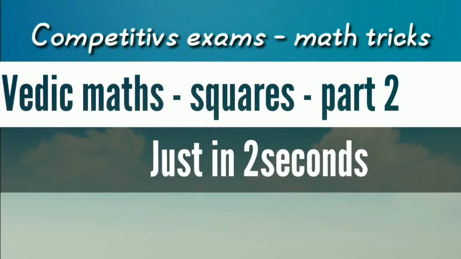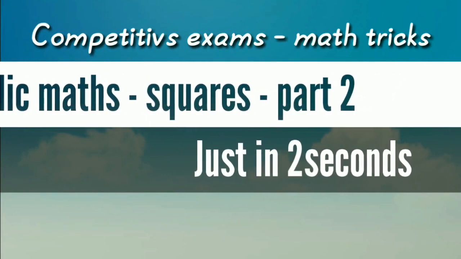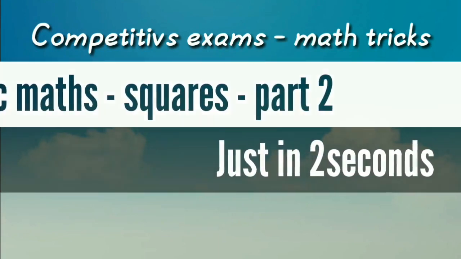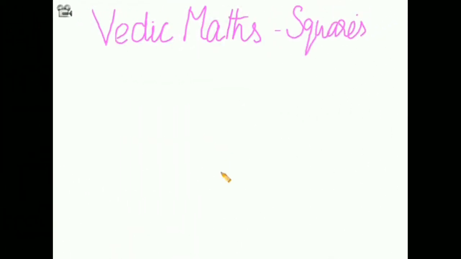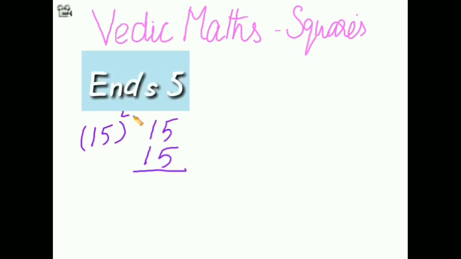Welcome friends. Today's video we are going to see about Vedic maths, how to find out squares in competitive exams. In this video we deal with two concepts. One is numbers that start with 5, another one is numbers that end with 5. So within just 2 or 3 seconds you can find out the squares of the numbers.